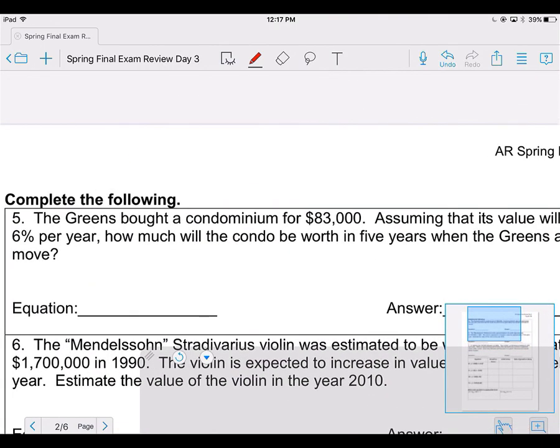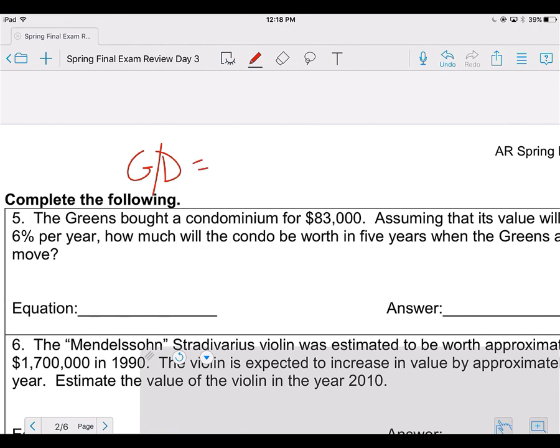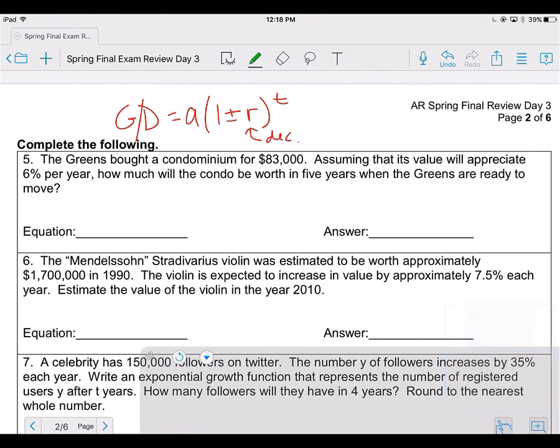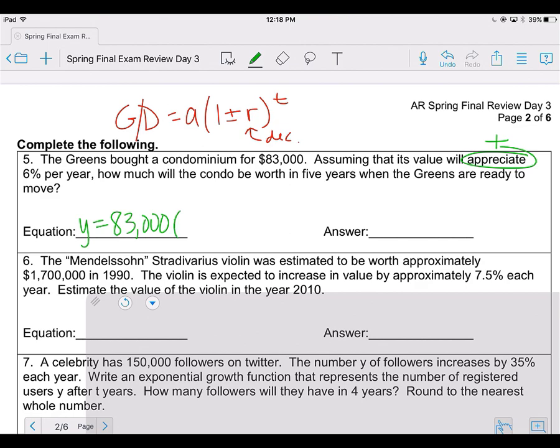Now for these problems, your growth and decay formula is your A for initial amount, 1 plus or minus your rate as a decimal raised to the t. So problem 1, we bought a condominium. Its value is appreciating, so it's growing. How much will it be worth in 5 years? So my equation is going to be my starting amount. It's appreciating, so it's growing. My rate at 0.06, and you can either put to the t or put the 5.